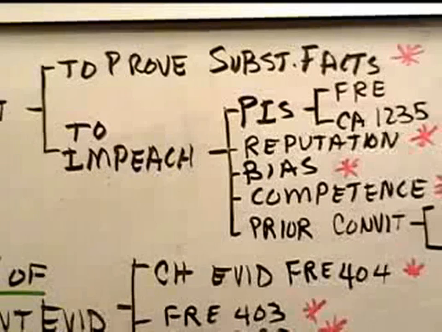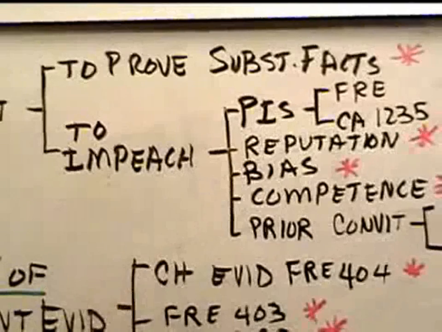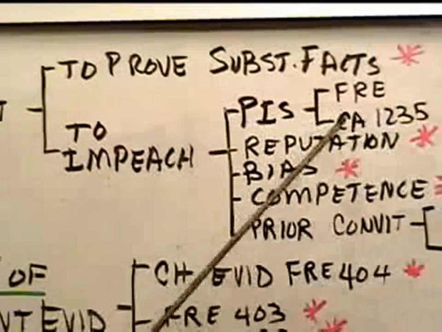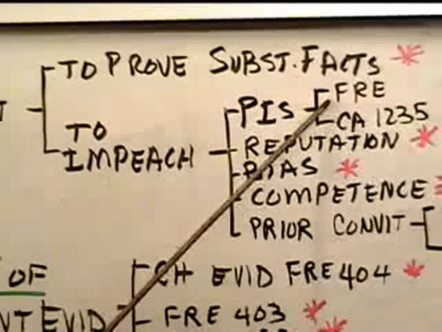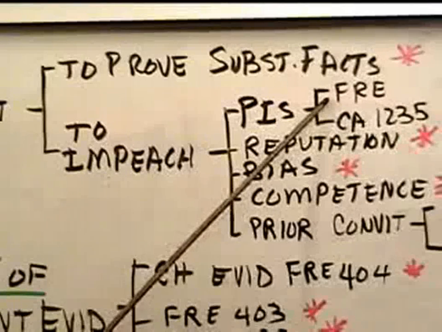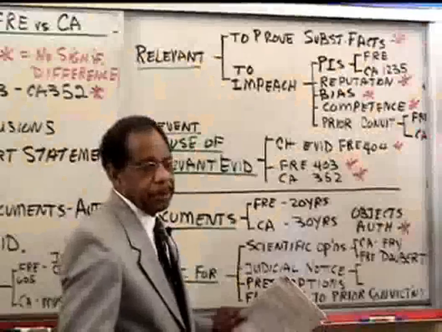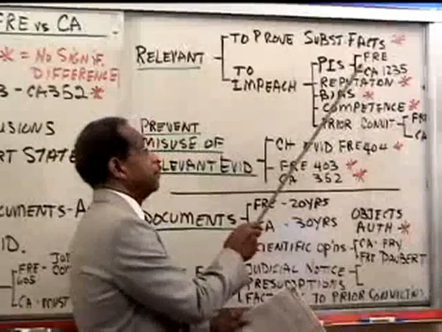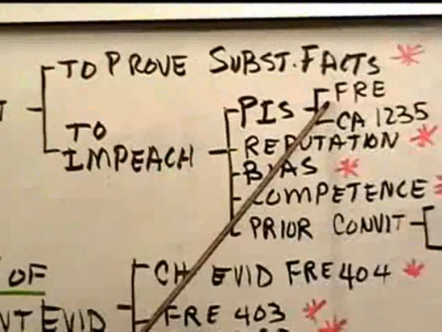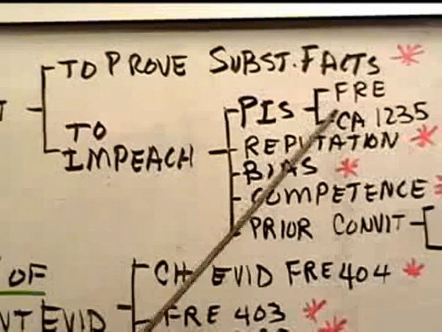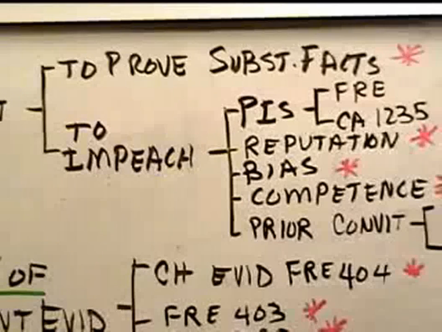First of all, you recall that a prior inconsistent statement is a basis for impeaching. And under the federal rules of evidence, a prior inconsistent statement may be admitted to impeach, but not for its substantive value, unless that prior inconsistent statement was also made at a trial or hearing. But unless you have some other exception of that sort, the prior inconsistent statement is admissible to impeach under the federal rules, but not for its substantive value. In California, we have a special hearsay exception under which this is admissible for its substantive value also.